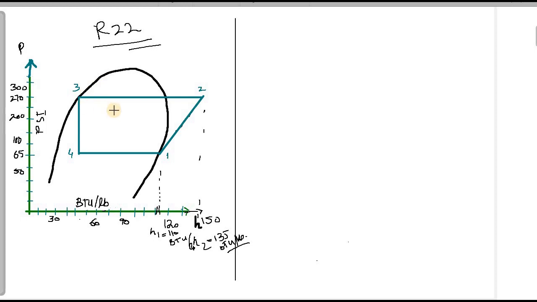The next process is our condensation process, and the condensation process is from point 2 to point 3. During this process, what is the change in pressure, which will be our delta P, and what is the change in enthalpy, which will be our delta H. So we will define these two differences during this process. This is our condensation process, from point 2 to point 3.